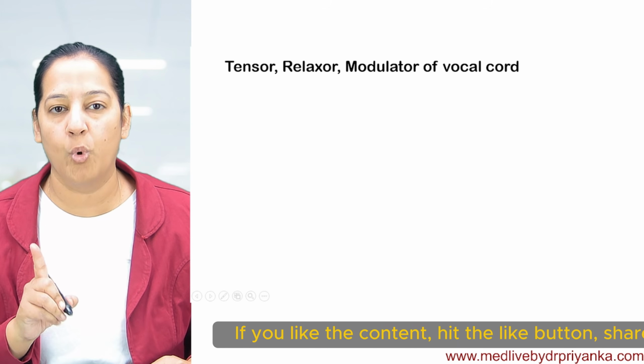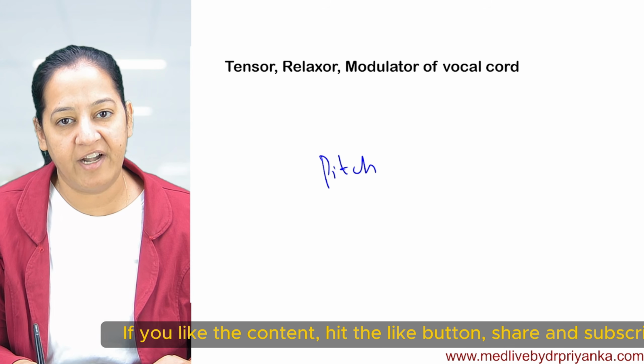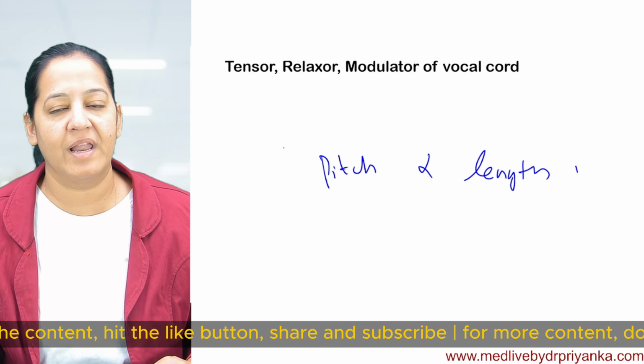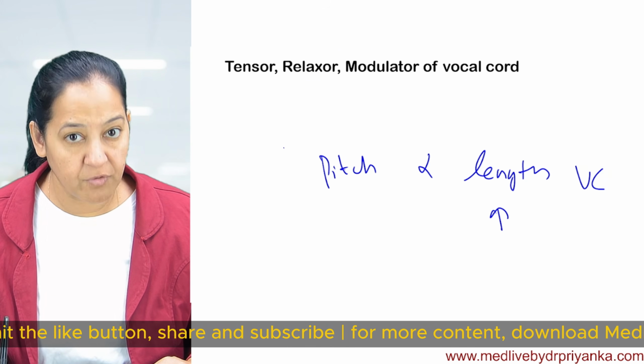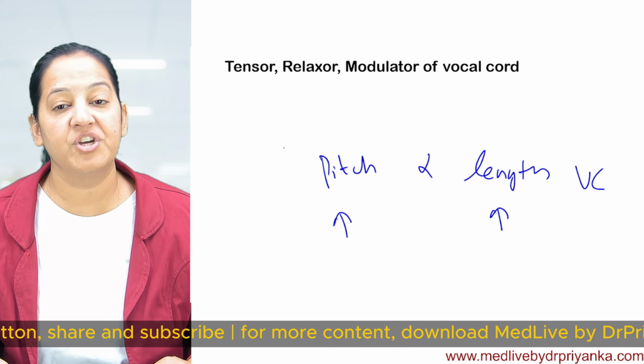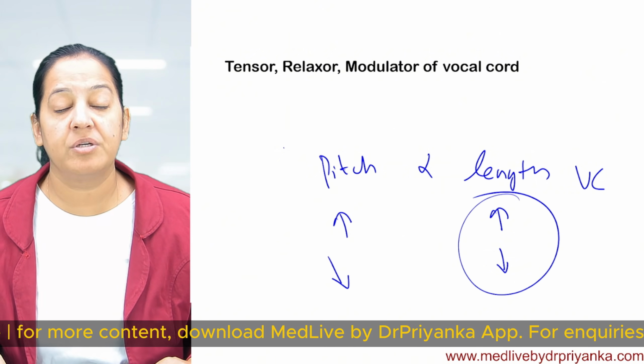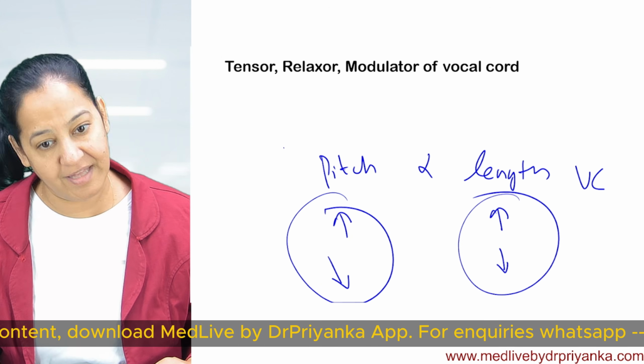So you have to learn one golden rule. Pitch is directly proportional to the length of the vocal cord. Learn this golden rule. More is the length of the vocal cord, more is the pitch, and less is the length of the vocal cord, less is the pitch. So if you want to change the pitch, you have to change the length of the vocal cord.